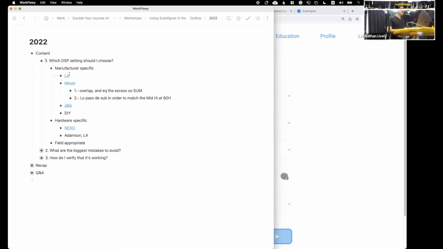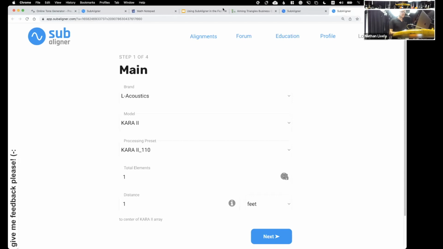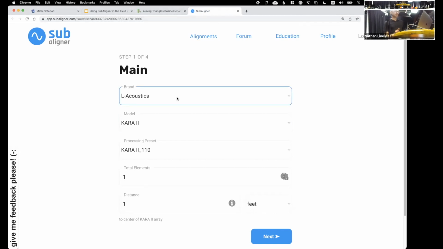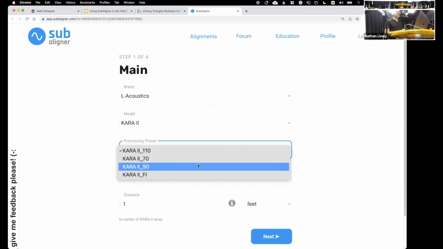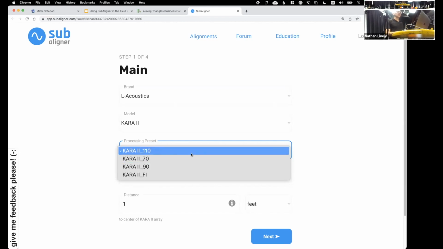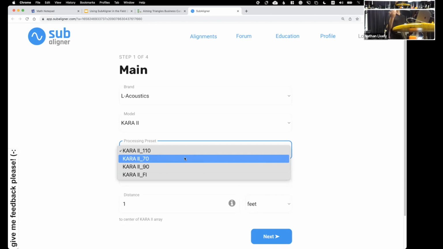So let's just talk about a few examples. Let's hide floating meeting controls. So here we have an example with L-Acoustics. What L-Acoustics does is they typically have some presets for the high end, right? So it has those adjustable fins, so you can choose between 110 degrees, 70 degrees, 90 degrees. Honestly, it doesn't make a lot of difference for the low end, so I don't really need to have all of these in there, but I put them in there for completion, right?